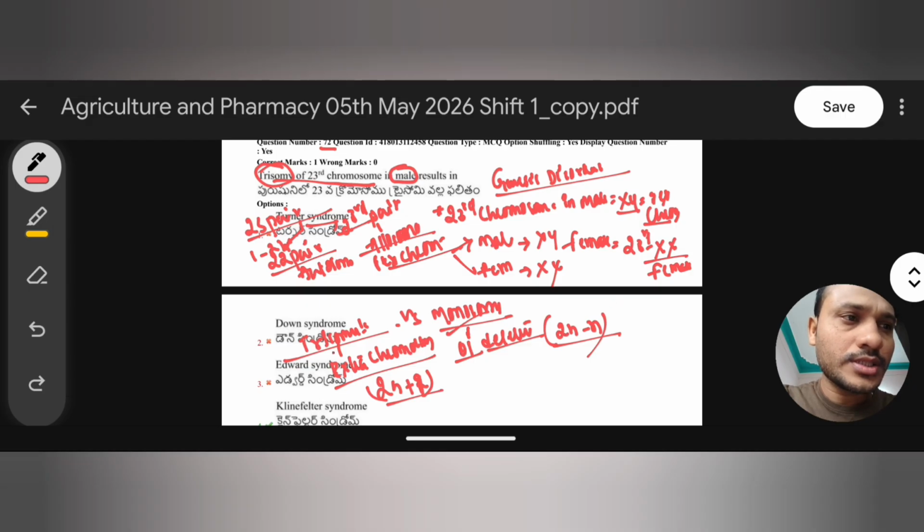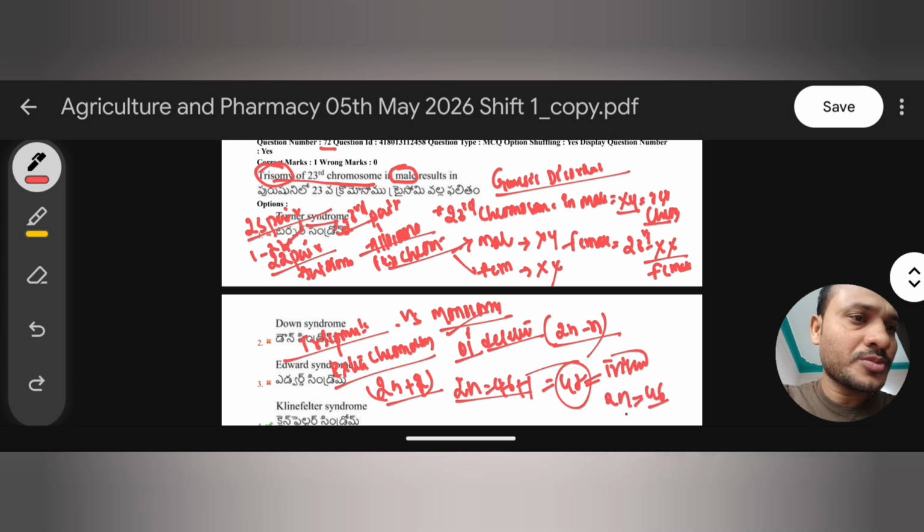Okay, but the question here asks only about trisomy, so we will analyze that. Generally we have 2n equal to 46 chromosomes in human beings. If one chromosome is added, we have 47, and that condition is called trisomy. For example, from 2n equal to 46, if one chromosome is deleted, minus 1, then we have 2n equal to only 45. This condition is called monosomy, and that condition is called trisomy. So trisomy has one extra chromosome, that is 47. Monosomy has one less chromosome, that is 45. We will discuss all these.